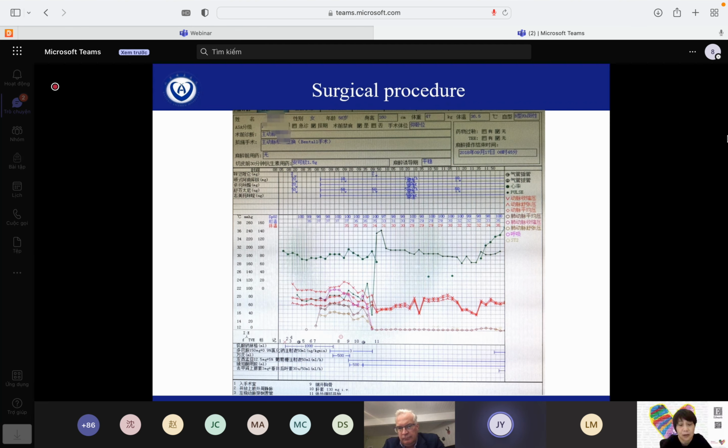This is the intraoperative information about this patient. We measured her heart rate, pulse oximetry, and pulmonary artery pressure. And this chart shows the fluid control during the procedure.